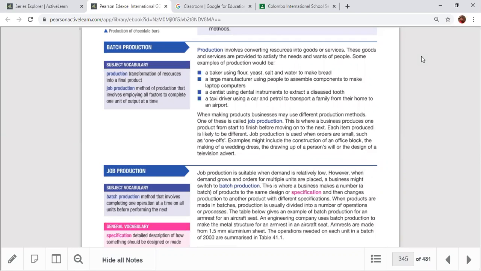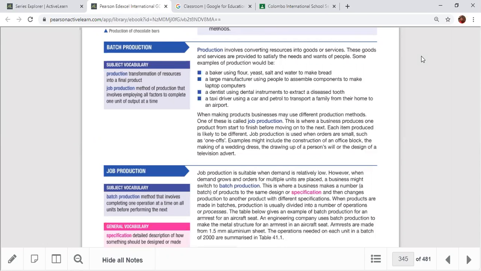So there are different things. Goods and services are there. Production can be anything. It can be service production or it can be goods production. So in making the product, businesses use different production methods. One of these is called job production. This is where the business produces one product from start to finish before moving to the next. So here is the job production definition: a method of production that involves employing all factors to complete one unit of output at a time.